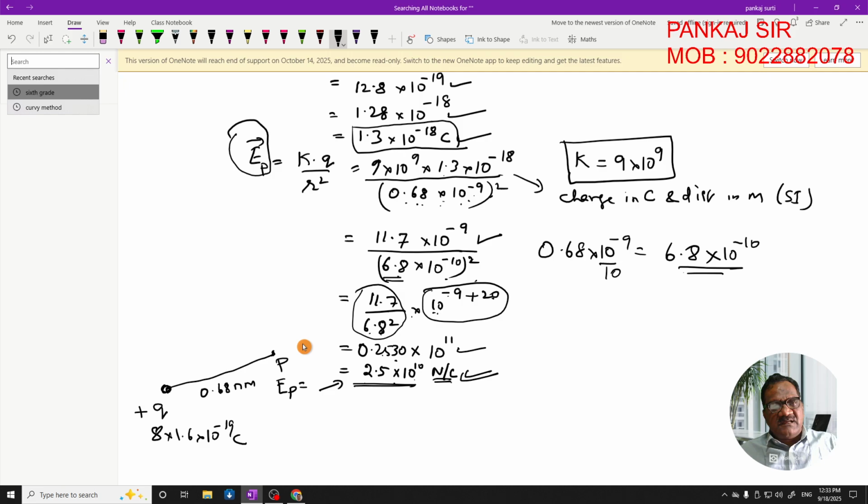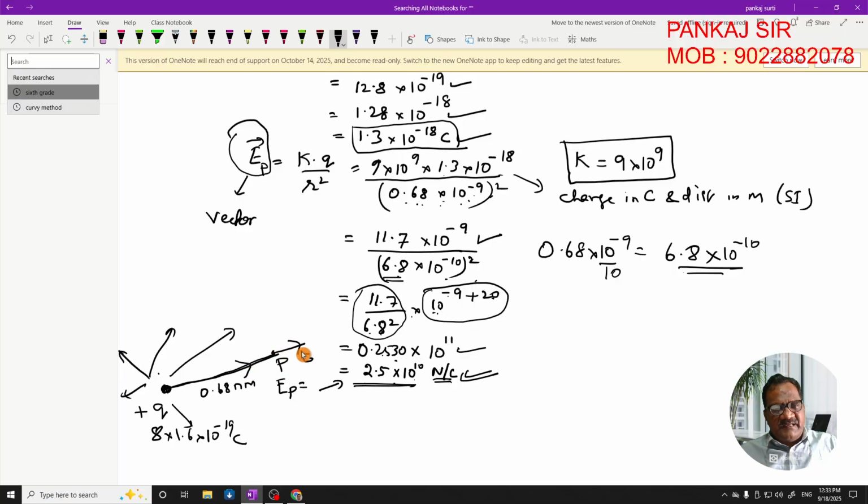As I told you, electric field strength is a vector quantity. So you should know what the direction is as well, because it is a vector quantity. This is the magnitude, 2.5 into 10 raised to 10 Newton per Coulomb. What will be the direction? Now, this is a positive charge, so any positive charge will always have the electric field lines going outwards, away from the charge. So at this point P, the electric field will be along this particular line. It will be going this way.